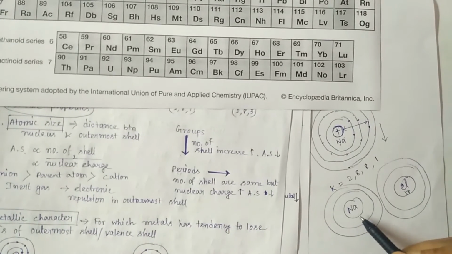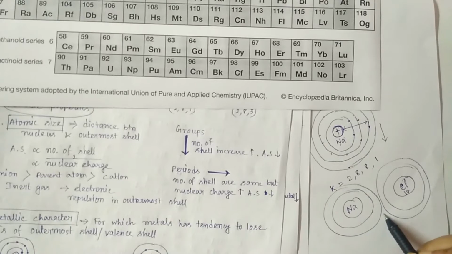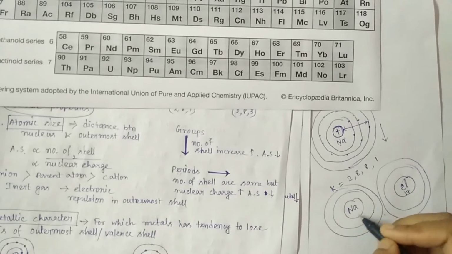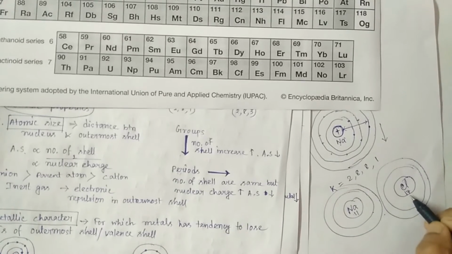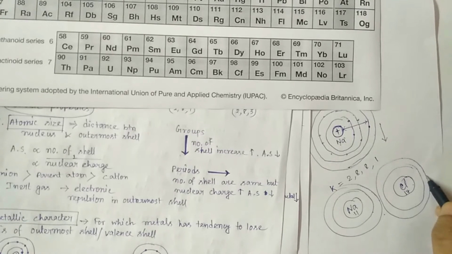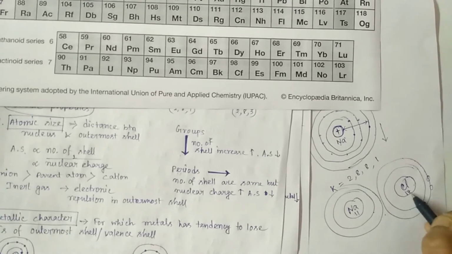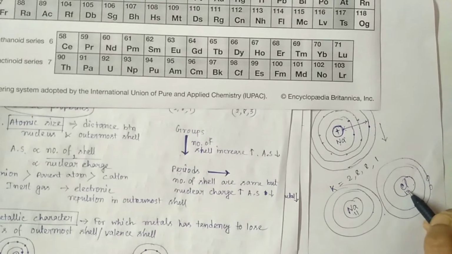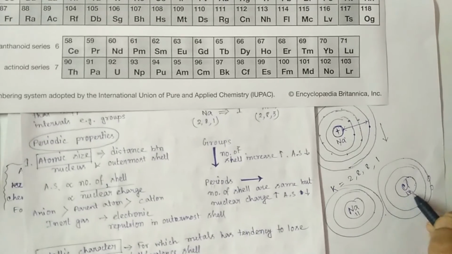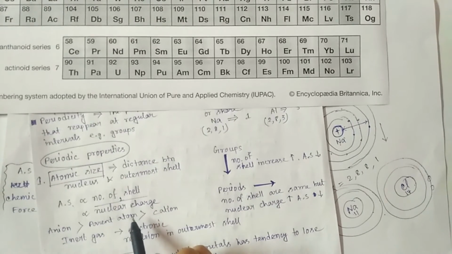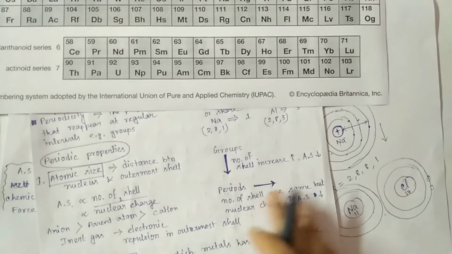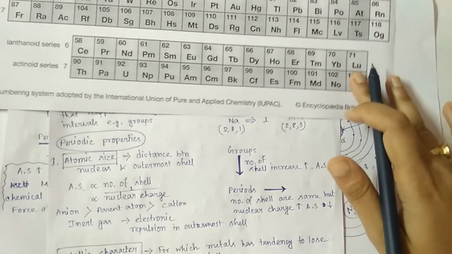So for example, there is sodium. It has 3 shells and it has 11 protons, and chlorine has 17 protons, so definitely it will attract the electrons of its outermost shell more strongly, because it has more protons or more nuclear charge. That is why atomic size is inversely proportional to nuclear charge. So if we increase the nuclear charge, the atomic size will get reduced.